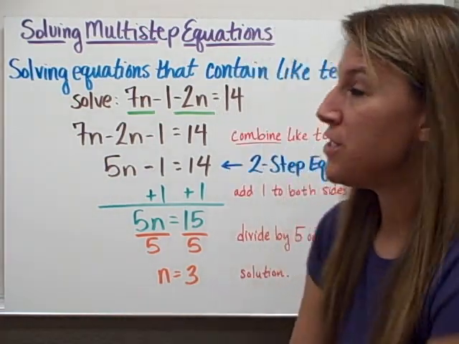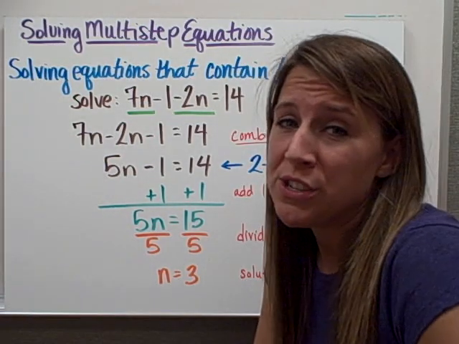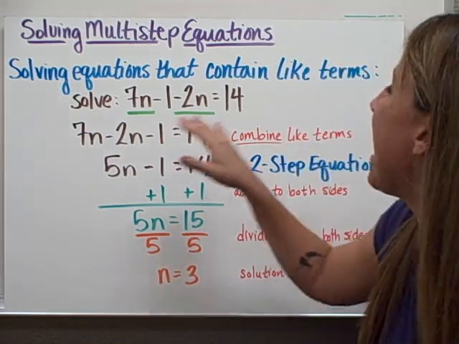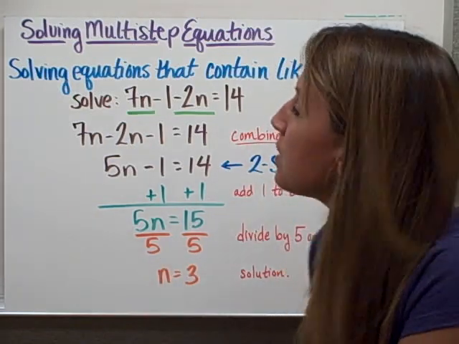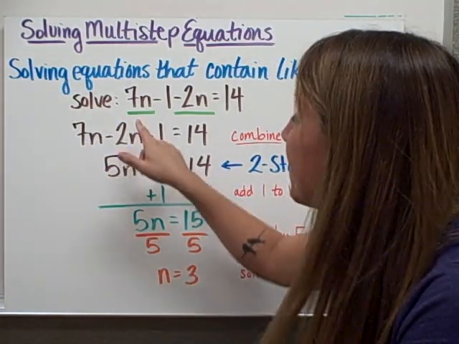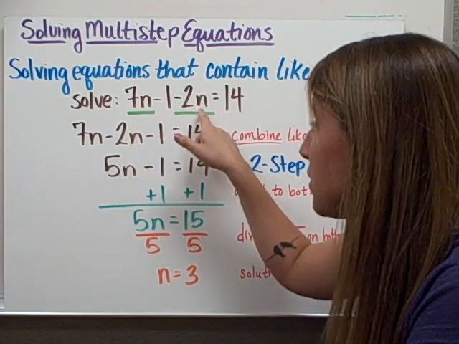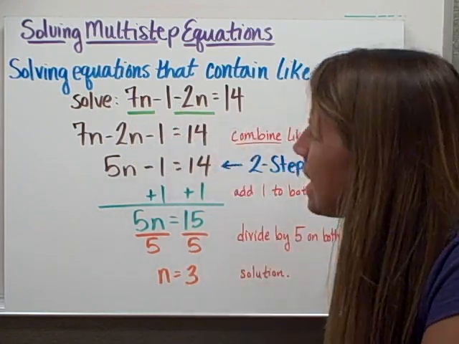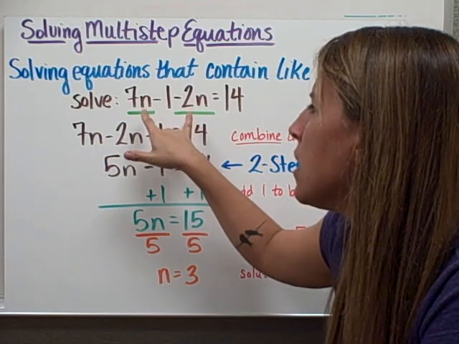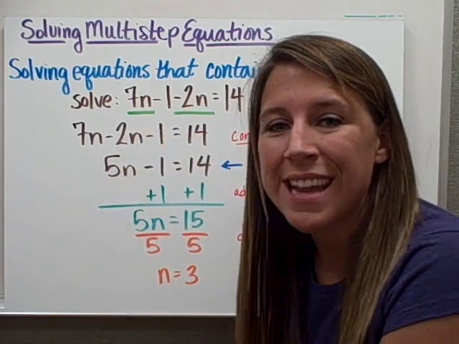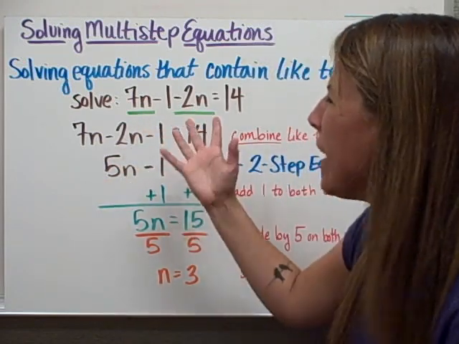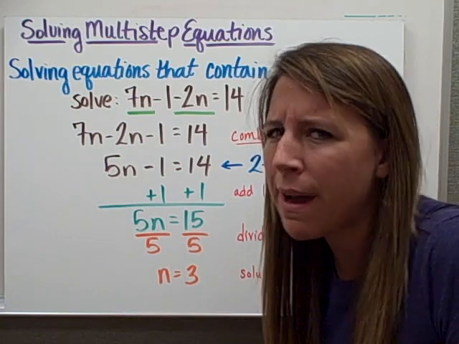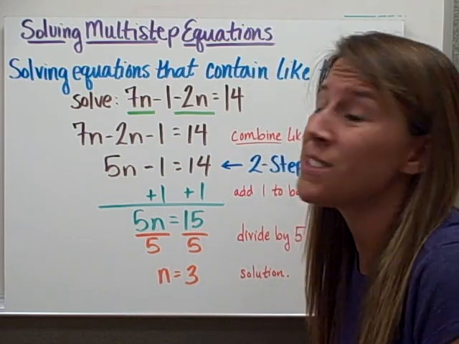Solving multi-step equations. The first kind of multi-step equation is one which contains like terms. So if you were asked to solve the equation 7n minus 1 minus 2n equals 14, because these two n terms are on the same side of the equal sign, we can combine them like we know how to combine like terms before going ahead and solving.